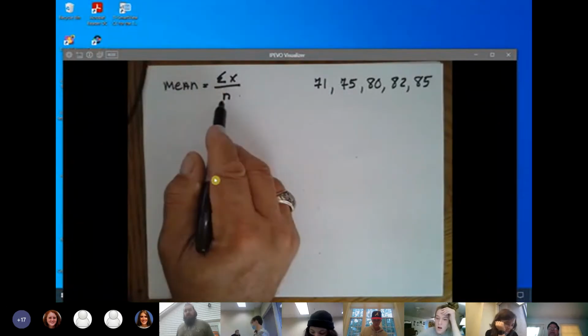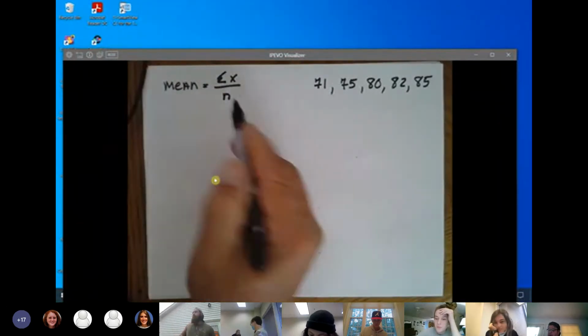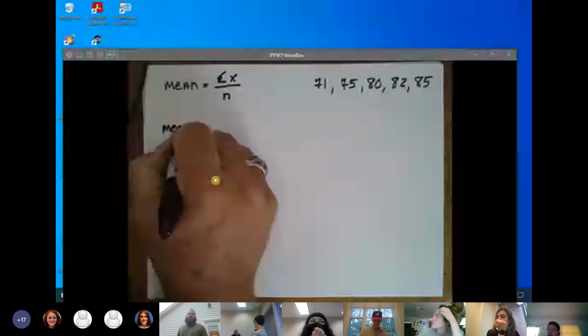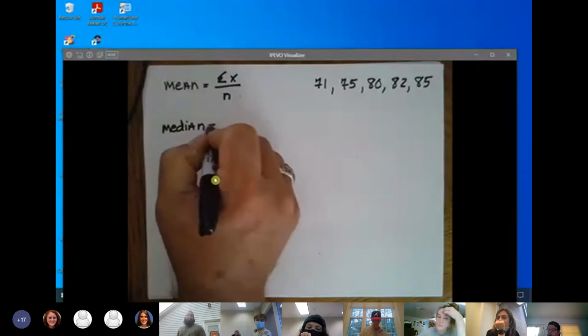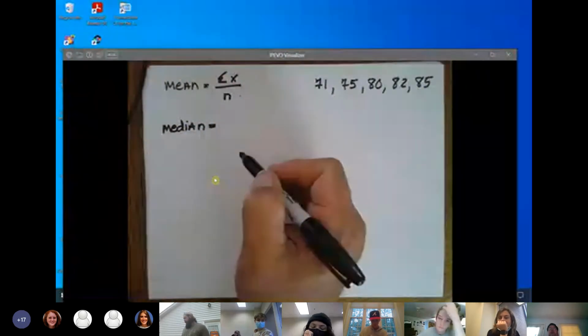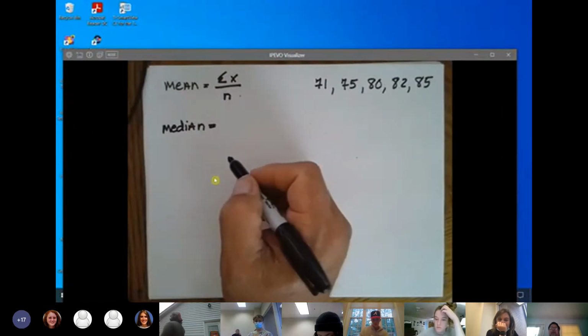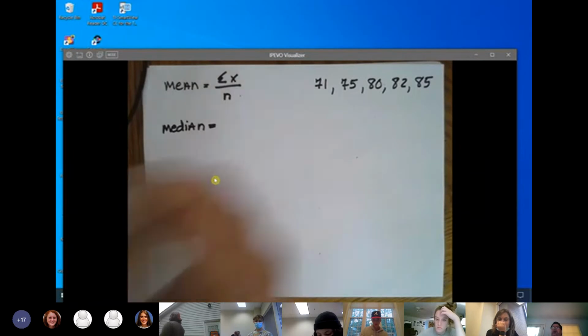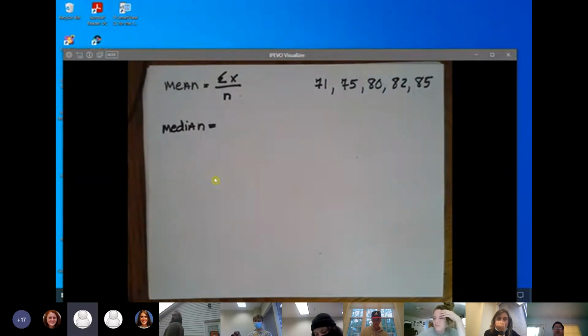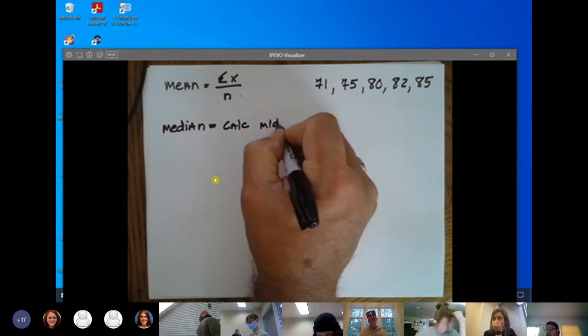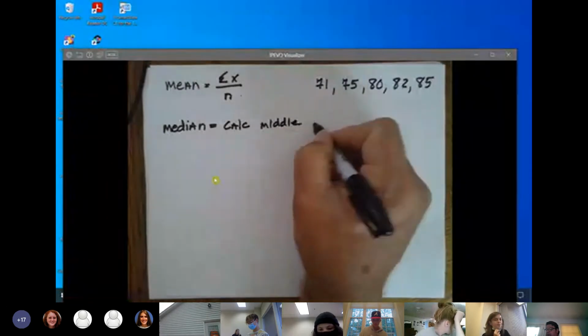The summation of x over n, and that's your mean, median. What does median mean? When you see the word median, what do you instantly think of? And don't tell me math because you're lying. The middle. Middle of the road. In the road, the median, that's what you think of. And that's middle. Calculated middle based on n.